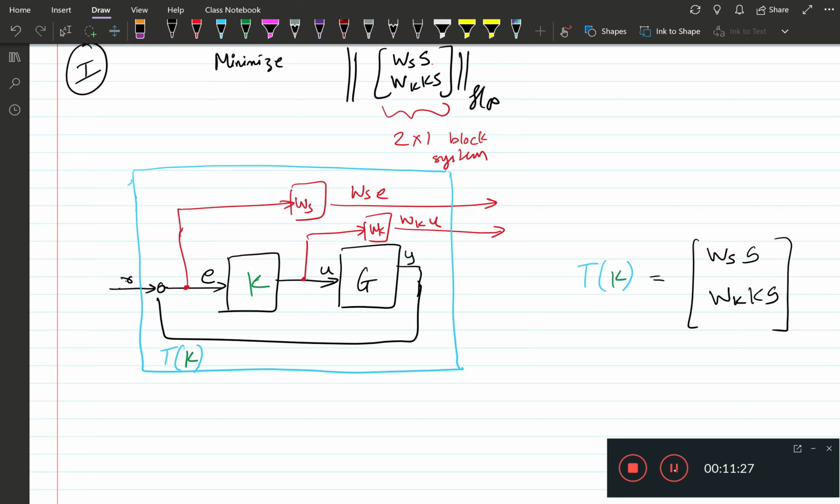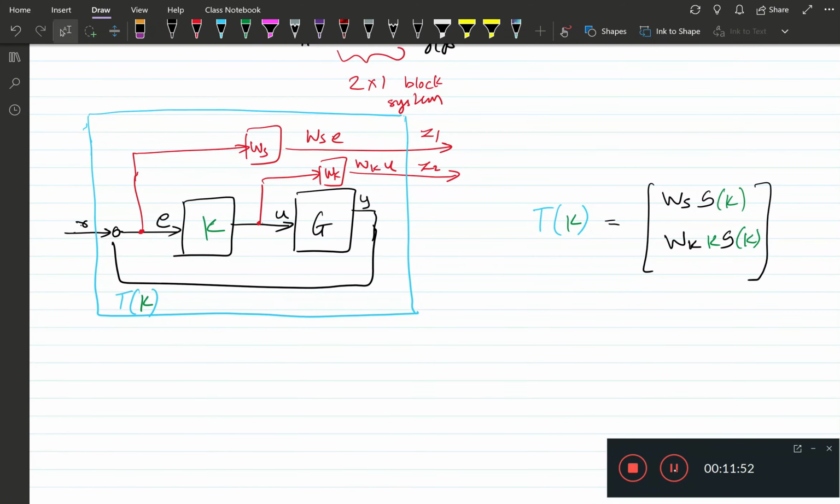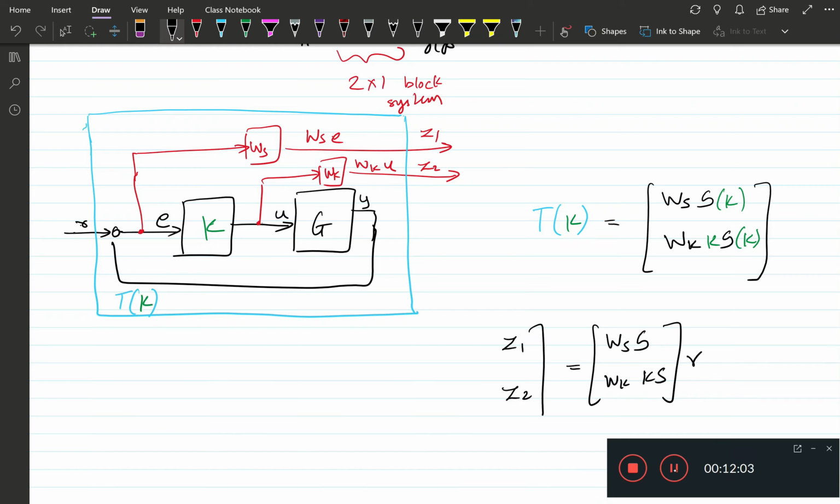Note that these are clearly depending on the controller K. So we want to find a K that minimizes the H2 norm of this block. So that is z1 and z2, and then we do have indeed that W_S times S and W_K times K S times r would be z1 and z2, as we have here.